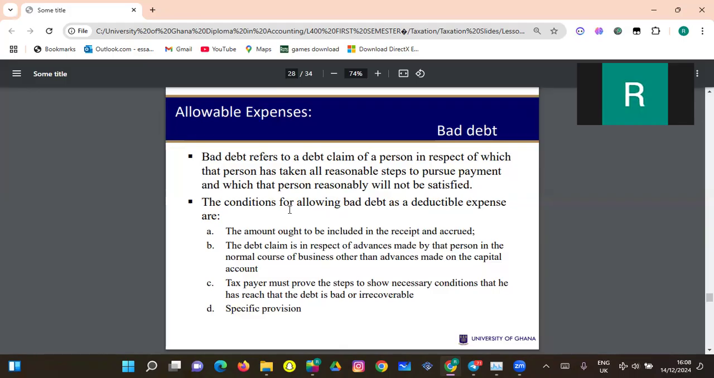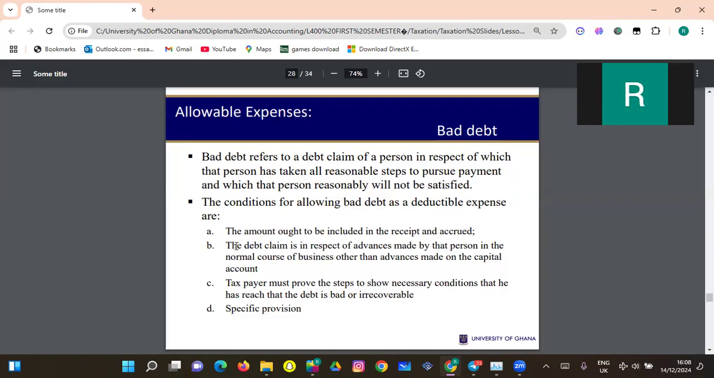Under the Act, there are some conditions that you need to follow to make the bad debt expense deductible. One of the conditions is that the amount ought to be included in the receipt and accrued, right? So the amount that will be allowable for bad debt should be included in the receipt. If that particular amount is not among your sales amount, then it is not allowable, and it should be owing, right?